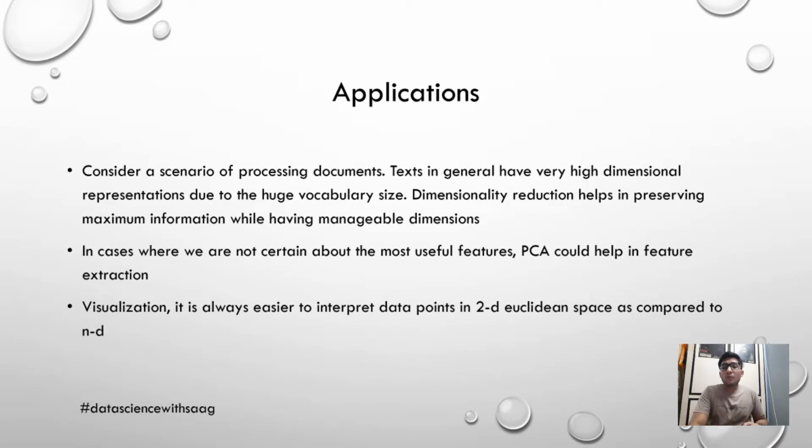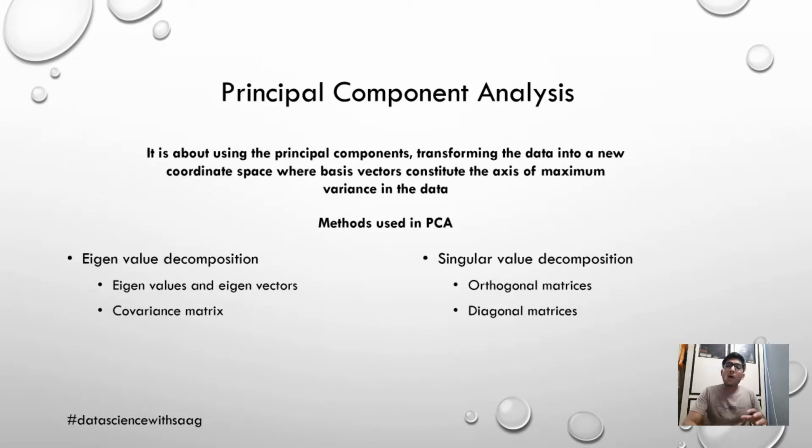So let us move forward now and understand PCA, how it works, what the different concepts around it are, and understand the techniques by which PCA is computed: Eigenvalue Decomposition and Singular Value Decomposition. PCA is about using principal components, transforming the data into a new coordinate space where basis vectors constitute the axes of maximum variance in the data. Don't get confused with the jargon and the terminologies involved. Let me make it very clear.